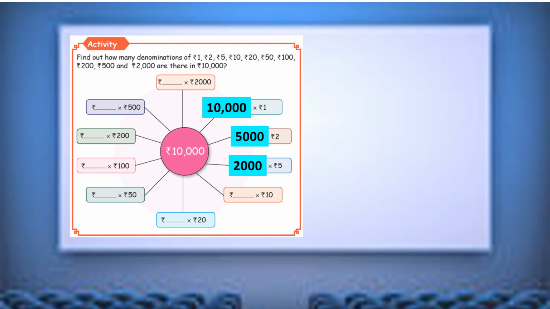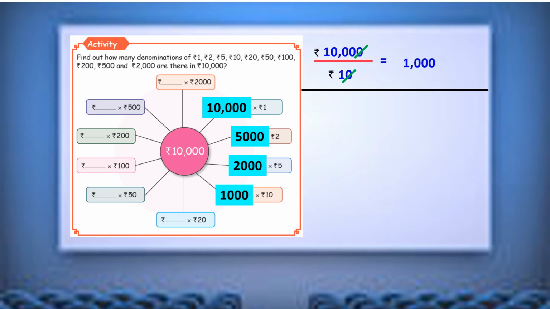Then rupees 10. Yes. So mention the same as it is. Here 0 is there. So our work is very easy. Cancel 1 zero at the top and bottom. So remaining, if we divide by 1, we get the same answer, that is 1000. So 1000 10 rupee notes will be needed to get rupees 10,000. Clear? Fine.